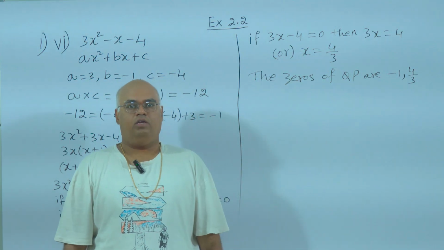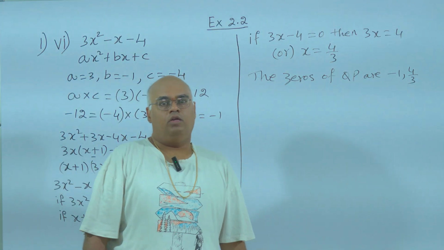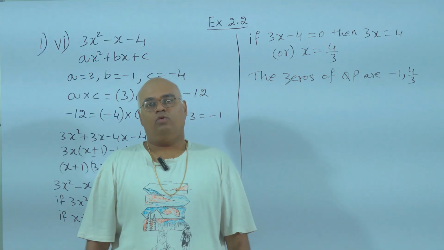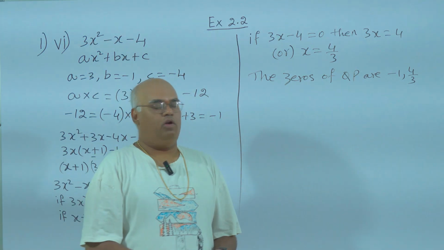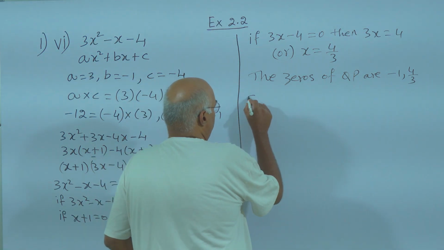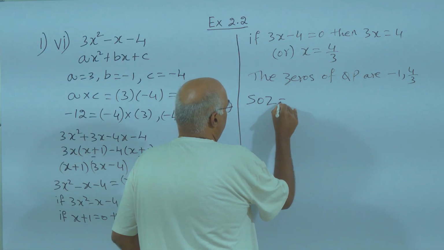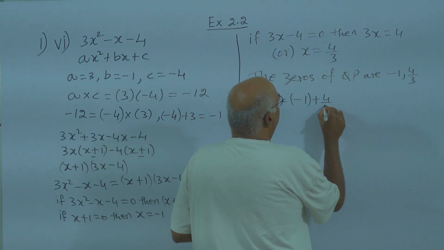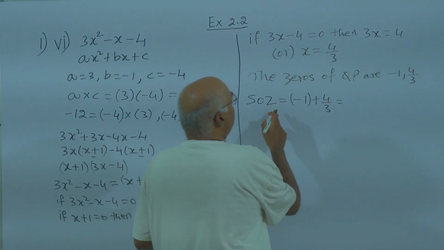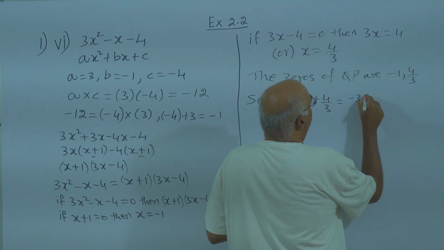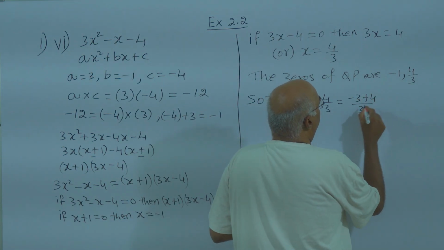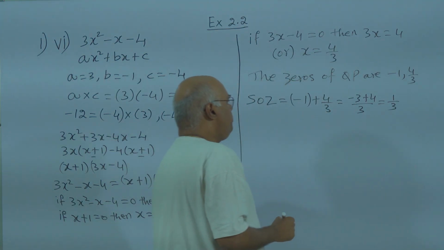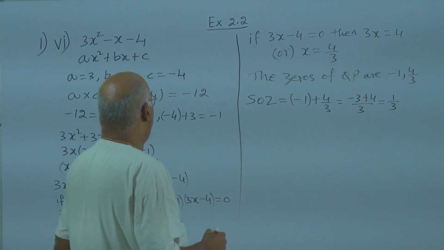So we solved the first part of the given problem. Now we need to verify the relationship between the zeros and the coefficients of the given quadratic polynomial. So let us find the sum of zeros. Sum of zeros is equal to minus 1 plus 4 by 3. If I take LCM, I will get minus 3 plus 4 by 3, which is equal to 1 by 3.